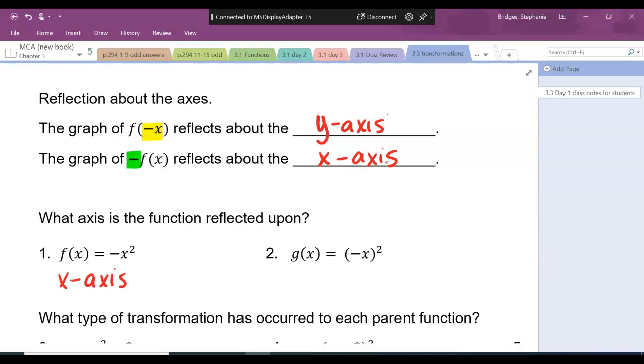The negative is in front of the x squared, but that negative is not included in the squaring, therefore that's the x-axis. And then number two, do you notice how the negative is inside the parenthesis and the square is on the outside? That one would be reflected on the y-axis.